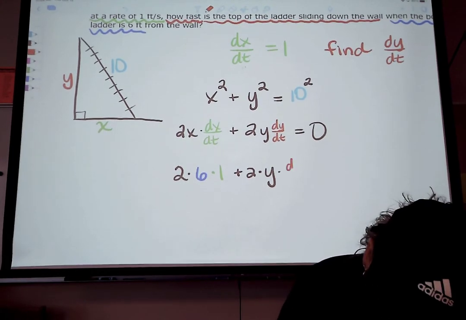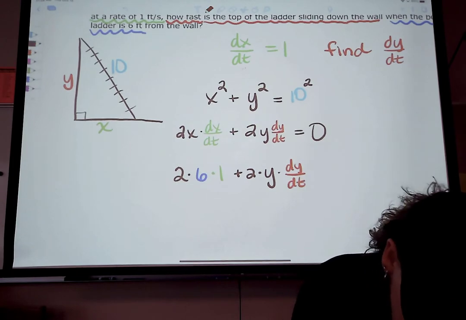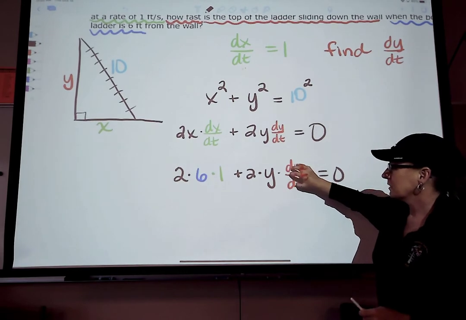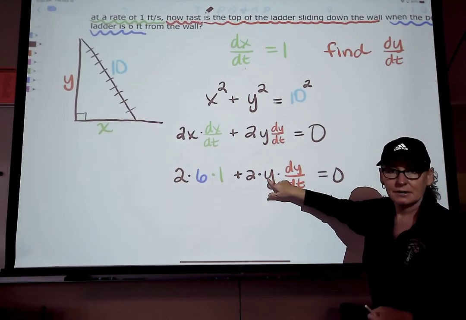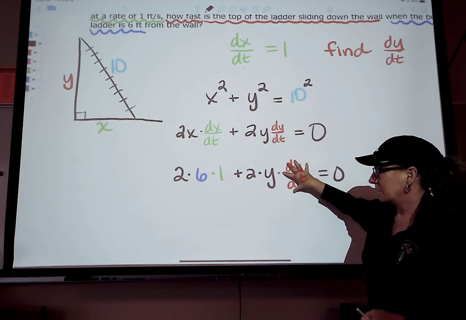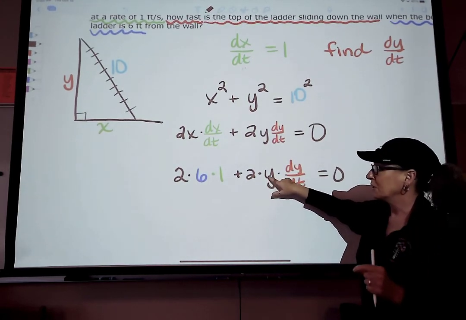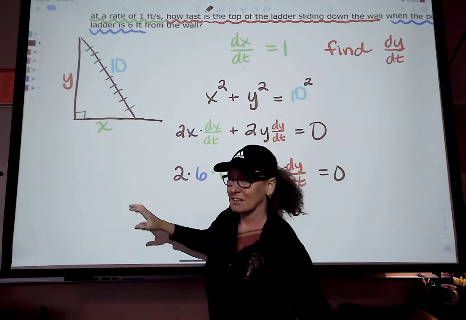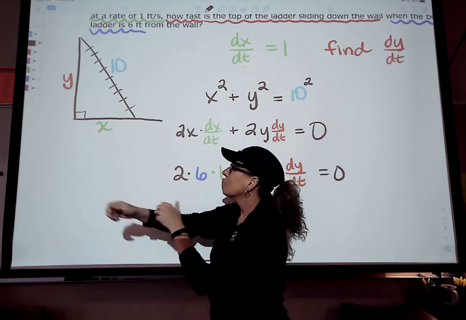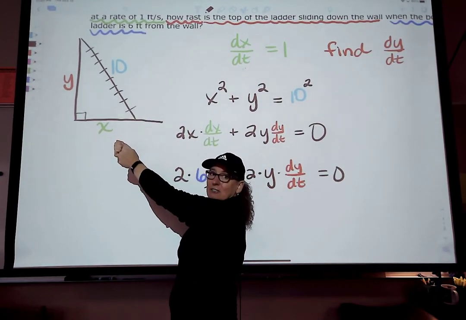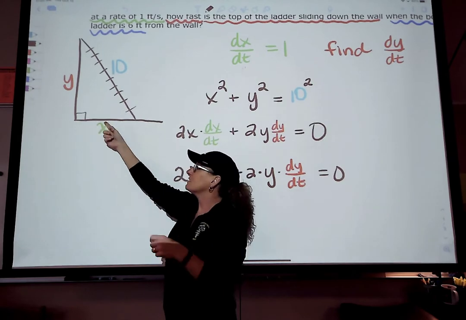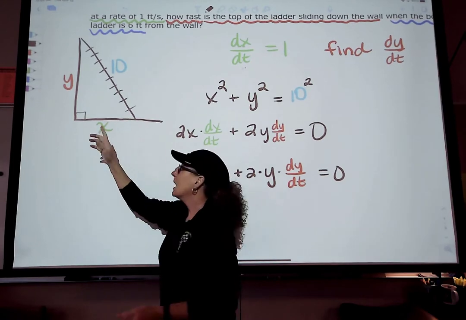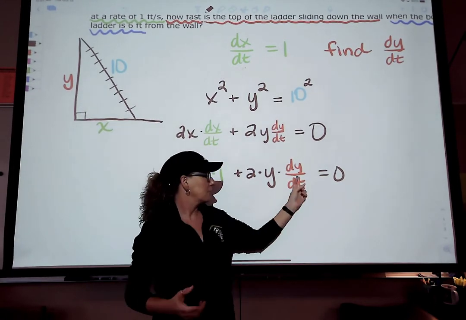dy/dt is what I'm trying to find. I need a number here. I'm only allowed to have one unknown in my equation. And you can find a number here, because remember, we're pulling the ladder away. The ladder stays 10 feet long. Somebody's watching this length, and when it gets to be 6, somebody goes, stop. How fast was this changing? That's what we're trying to find.